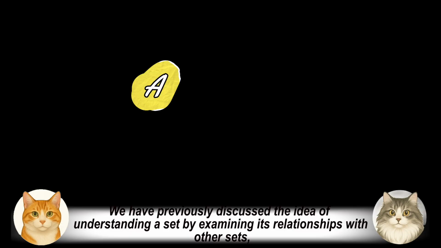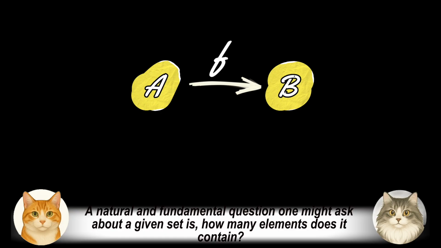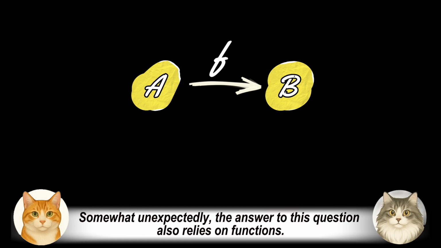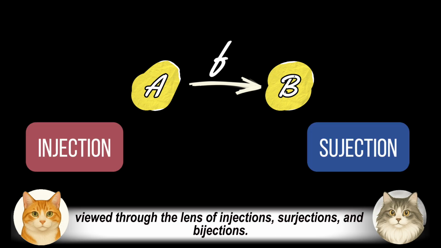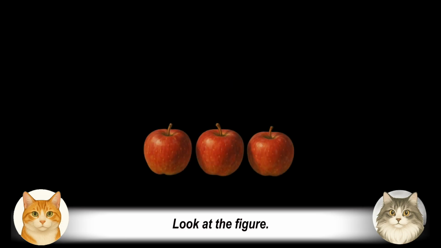We have previously discussed the idea of understanding a set by examining its relationships with other sets, typically through the construction of functions. A natural and fundamental question one might ask about a given set is, how many elements does it contain? Somewhat unexpectedly, the answer to this question also relies on functions, viewed through the lens of injections, surjections, and bijections. Look at the figure.